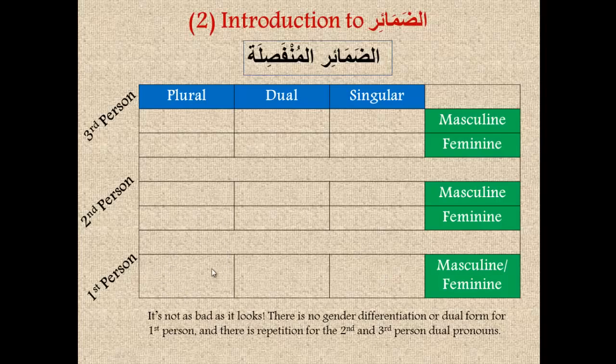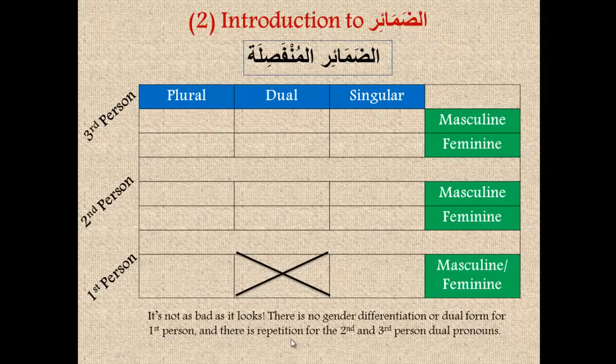And likewise, you would use the same pronoun when you are saying we. We would like to go somewhere. The pronoun in Arabic for we is the same regardless of gender. So that simplifies things for us a little bit. And also there's no dual form for the first person. So this slot is actually not filled.